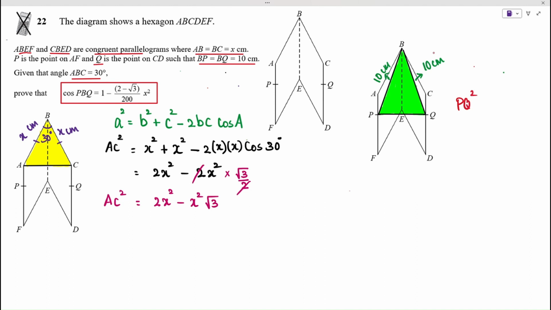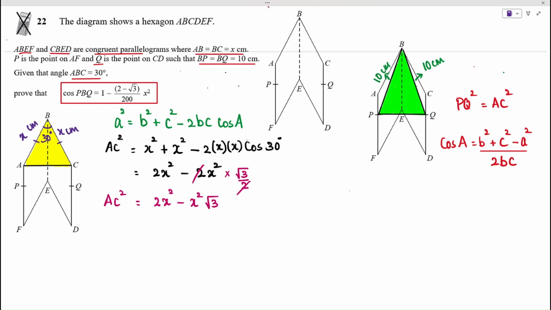Now, to show that cos of PBQ is equal to what's given in the question, we're going to reuse the cosine rule. However, we're going to rearrange it so that it gives us a value for the angle instead of a side. So you can do this in your own time, but rearranging will give you the value of cos A is equal to b squared plus c squared minus a squared over 2bc.